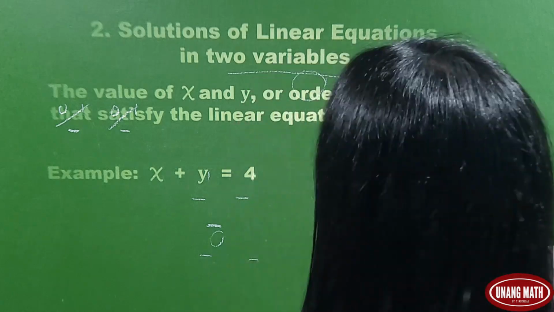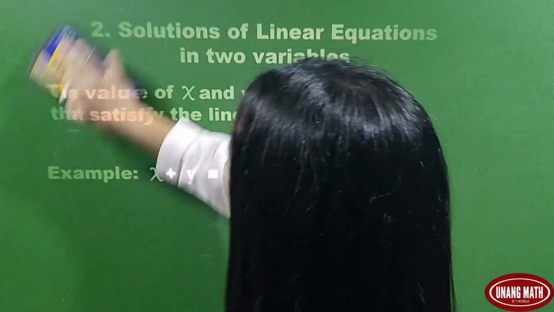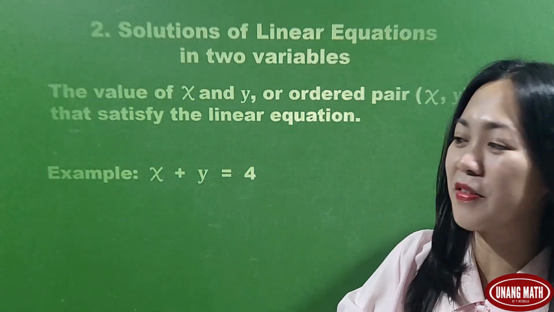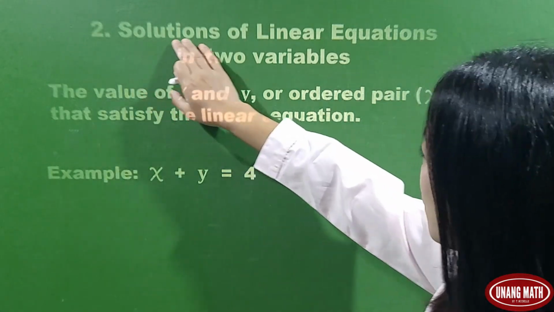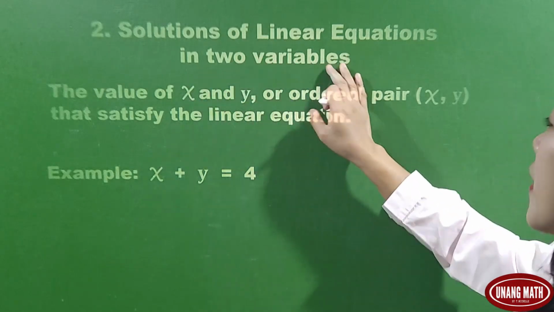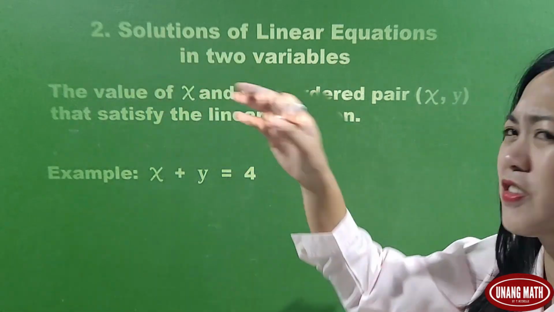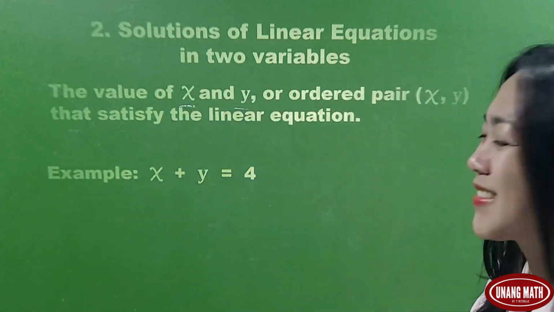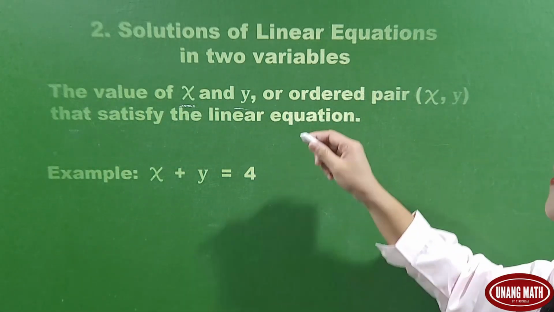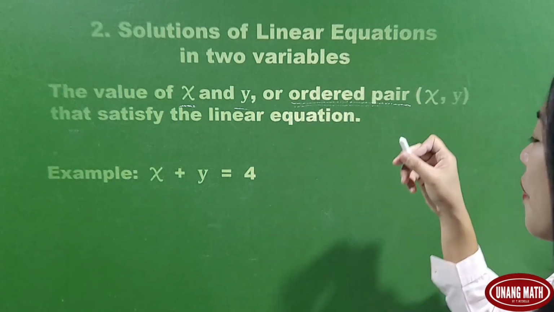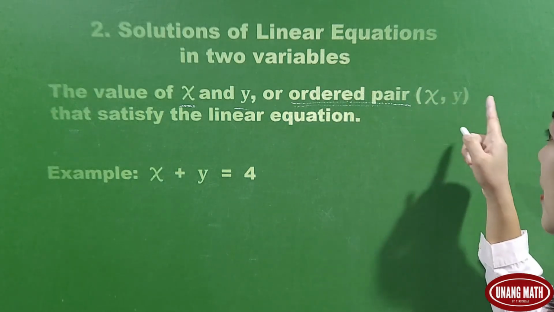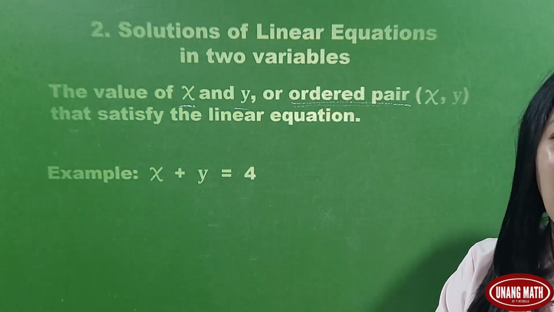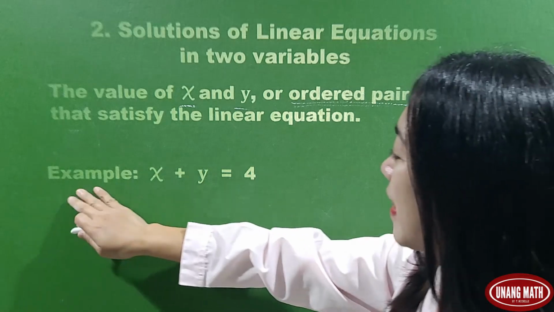Moving on, let's talk about the solutions of linear equations in two variables. Solutions are the values of x and y. Or you can say these are your ordered pairs, x and y, that will satisfy the linear equation.